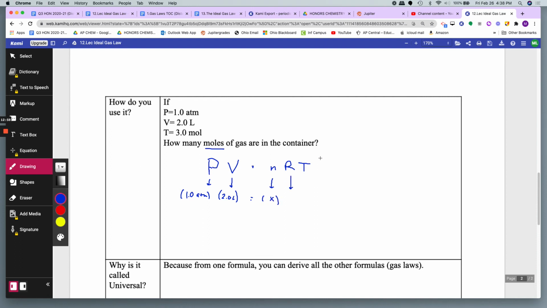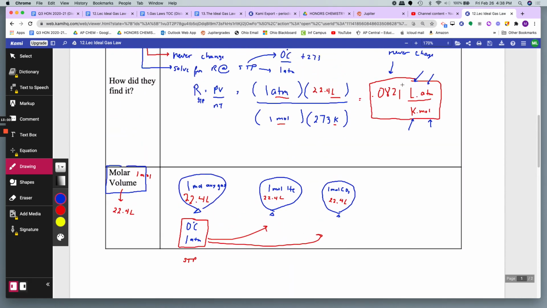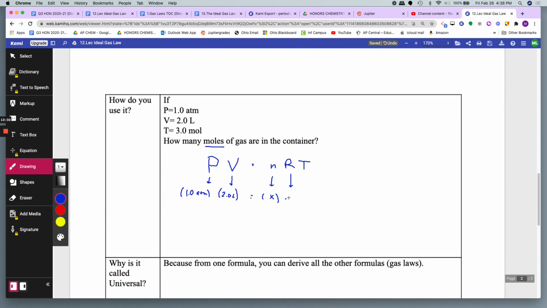What is R? R will never change. It's always 0.0821 L·ATM/K·mol, and you have to write the units of this all the time. Okay? And the temperature is, oh, I'm sorry, that should not be mole. Kelvin, let's just say Kelvin. I just made easy numbers. 3.0 Kelvin. That's pretty cold. I was just making it 1, 2, 3.